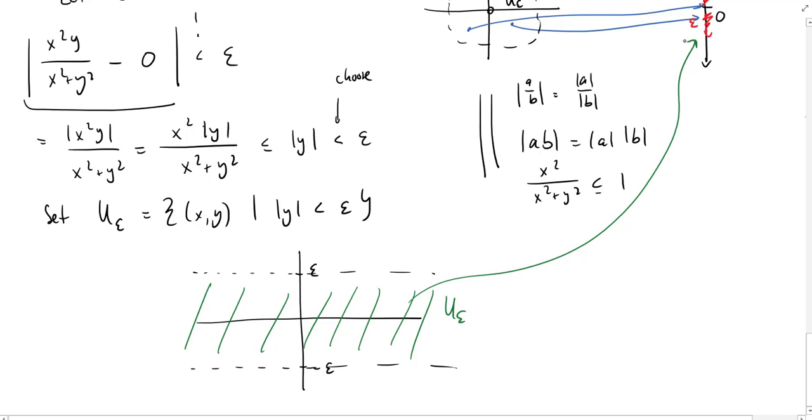Okay, so since I was able to find this U epsilon, that means the limit does exist. So therefore, the limit as (x,y) approaches (0,0) of x squared y over x squared plus y squared really does equal 0.